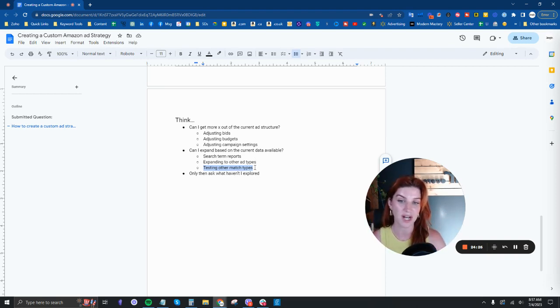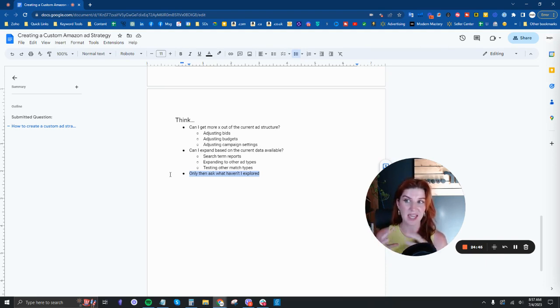And then once you've gone through this, if you still have additional ad spend, only then I would ask, what haven't I explored? Again, it's not that we don't do this analysis ongoing. Look at our competitors. Where are they ranking? Where are we not ranking? That's definitely an analysis you want to do.